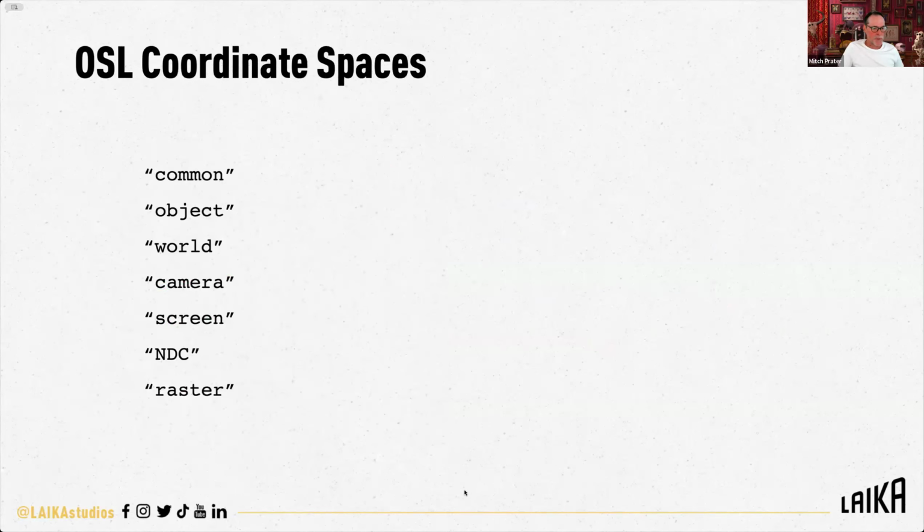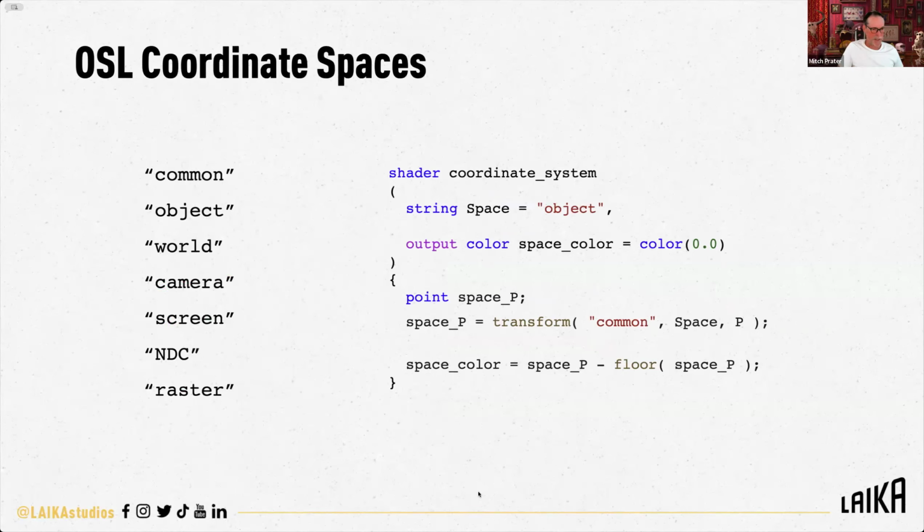So I talked a bit about OSL coordinate systems when transforming global variables from common space into object space, but there are a few other useful spaces available in OSL. This generic shader is used to generate the images in the next slides. It has an input string space parameter and one output parameter. The transform function is used to transform a common space P value into the chosen coordinate space, and then the shader generates a sawtooth color pattern from it.